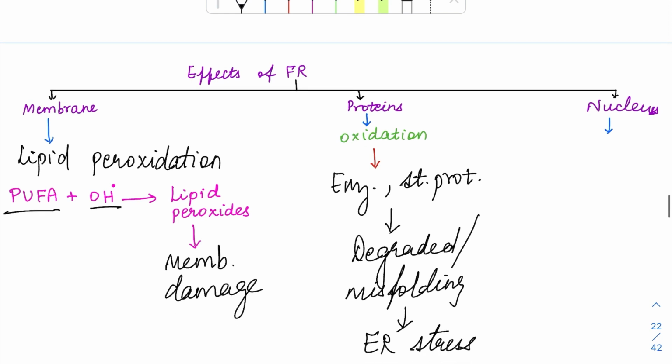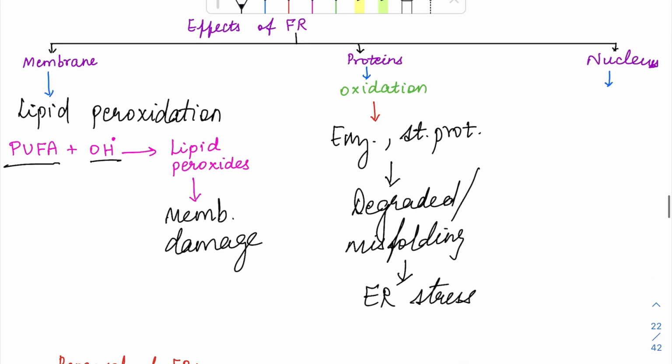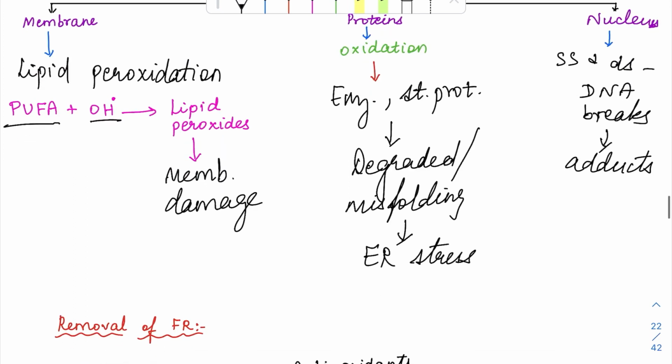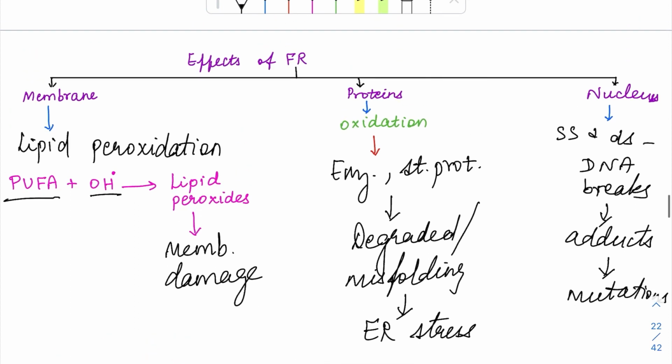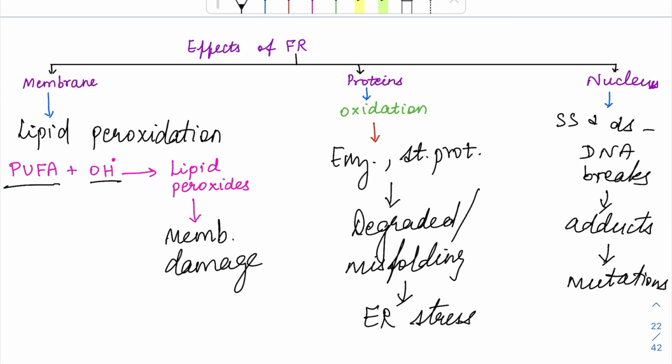In the nucleus, again, it is going to cause single-stranded and double-stranded DNA breaks. So free radicals can cause DNA breaks, and this will tend to form adducts. When adducts are formed, eventually it will lead to mutations. Mutations are always problematic. So free radicals have very detrimental effects on the body.